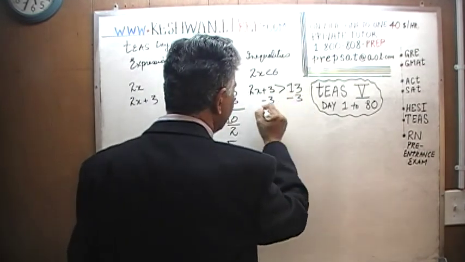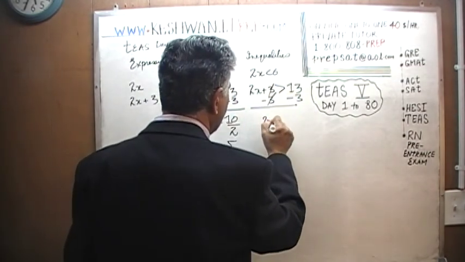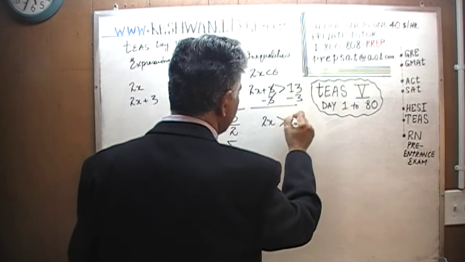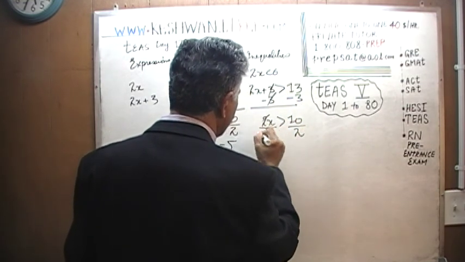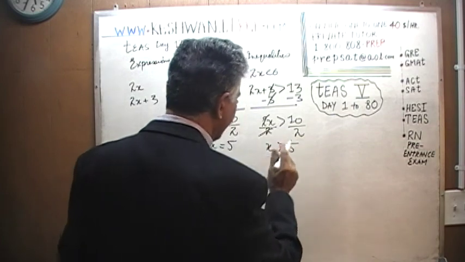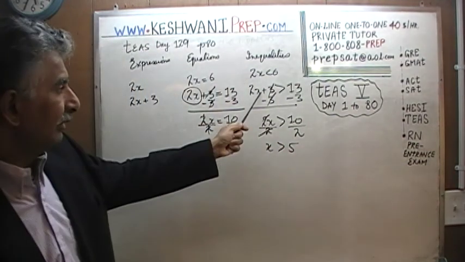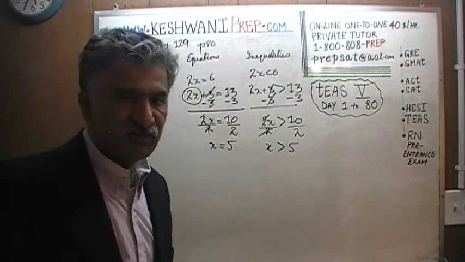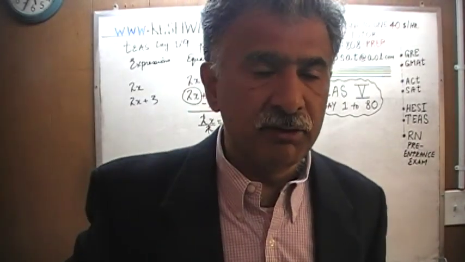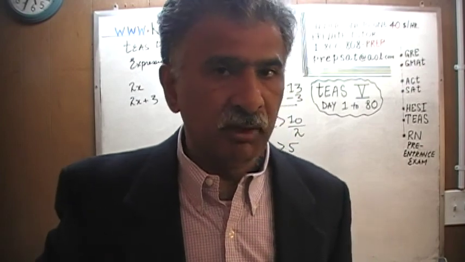We subtract 3 from both sides, 3's drop out, 2x has to be more than 13 minus 3, which is 10. We divide both sides by 2, the 2 cancels out, and x has to be more than 5. That is the solution to this inequality. Anything more than 5 would satisfy this equation. That's how we speak. In other words, it would work with the equation.